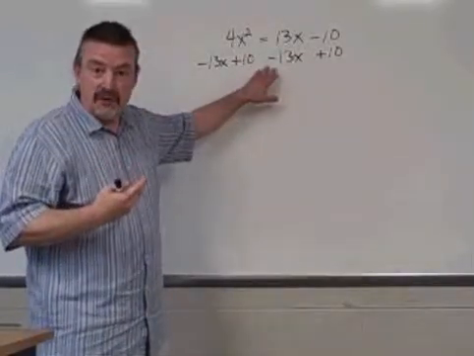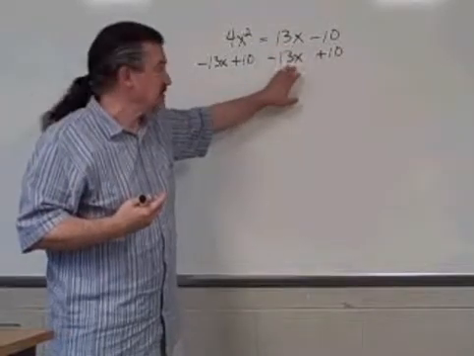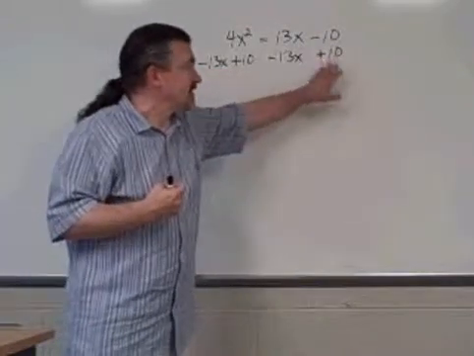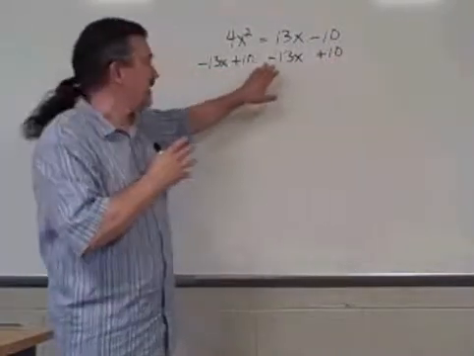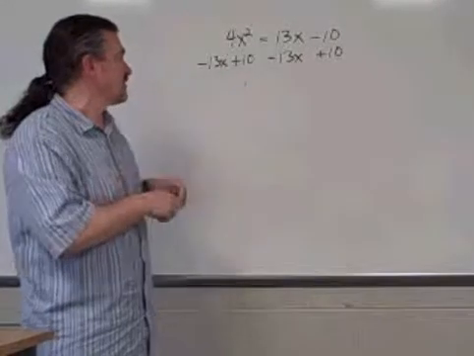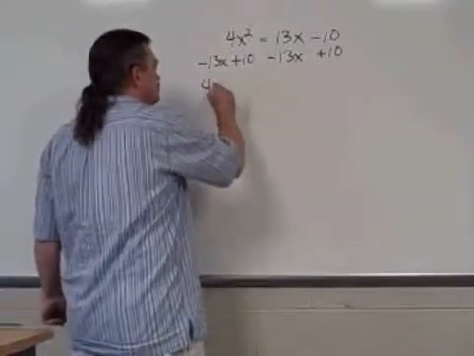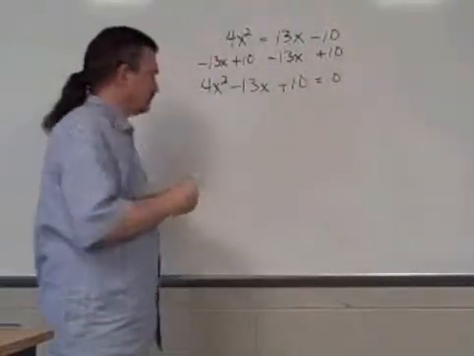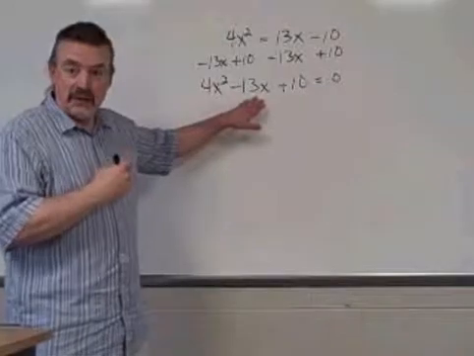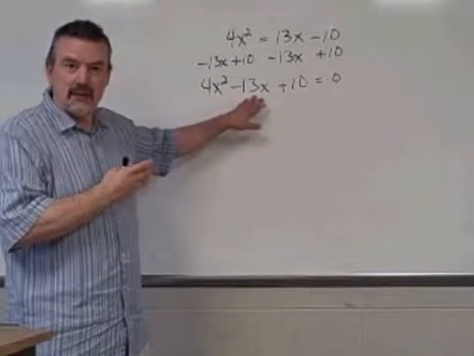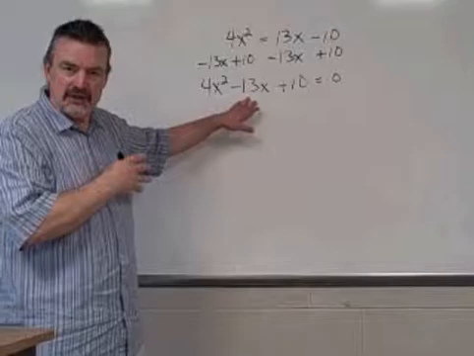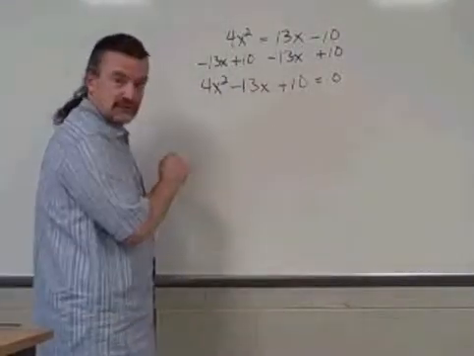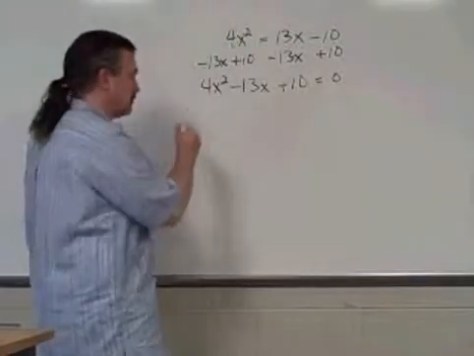The way we would have to move those terms is to subtract 13x to take it away from the right side, doing the same on the left side, adding 10 to get rid of it on the right side, adding 10 to move it here to the left side. Now our equation is in standard form, and we can solve this quadratic equation by factoring. There's no common factor that we can find that we can divide out of each term.